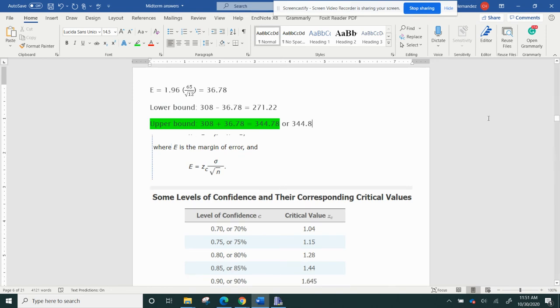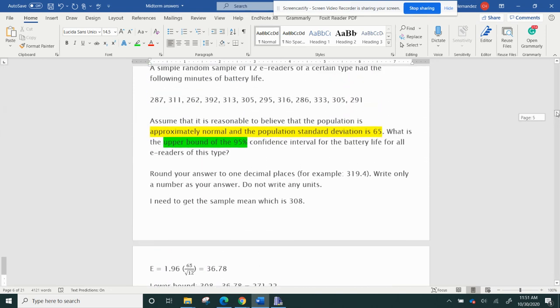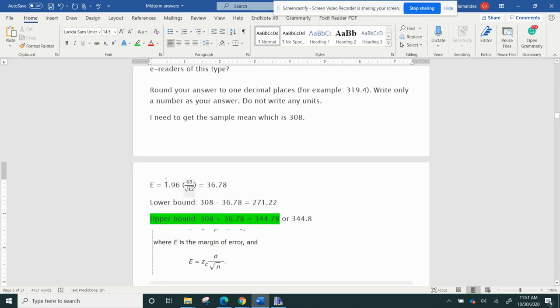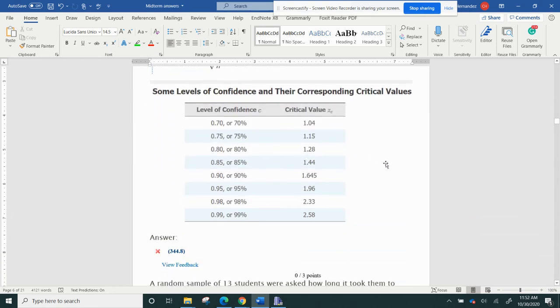So that's how you do the Z interval, which was 7.1. You find the sample mean, you find the error bound margin, and then if it's the lower bound, you subtract the error bound margin from the mean. For the upper one, you add it. So that's how you do that. And here are the critical value tables, if you need them, I put them right there.